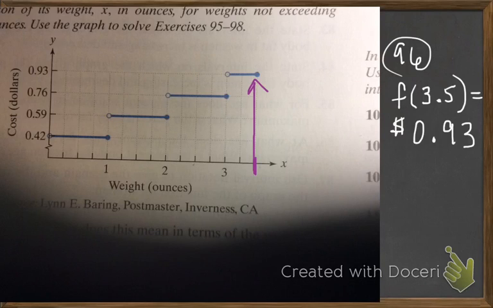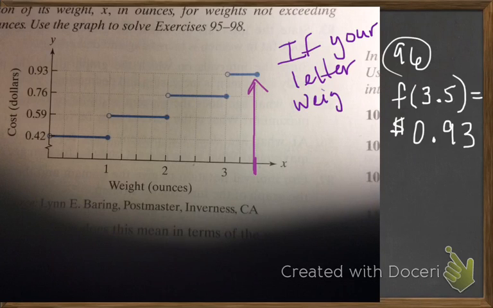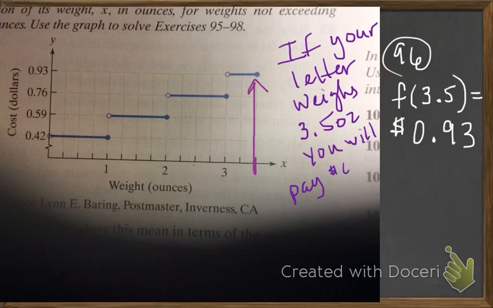Okay, and you're going to write something like, if your letter weighs 3.5 what? Ounces, you will pay 93 cents to mail it. Or the postage is 93 cents. Doesn't matter exactly how you say that as long as you have that meaning. If your letter weighs 3.5 ounces, you will pay 93 cents to mail it.